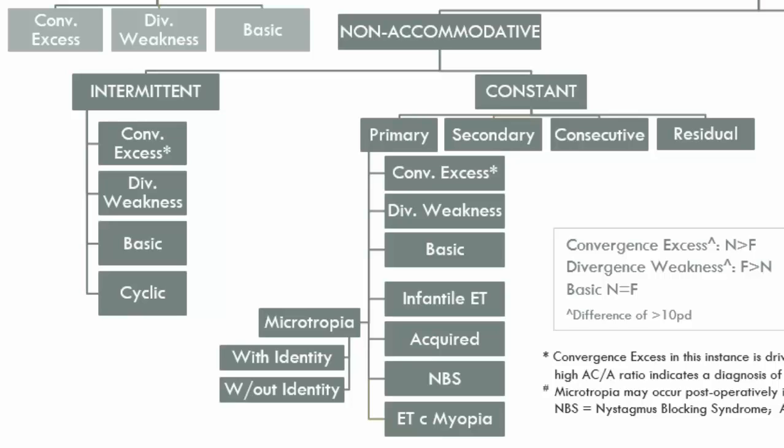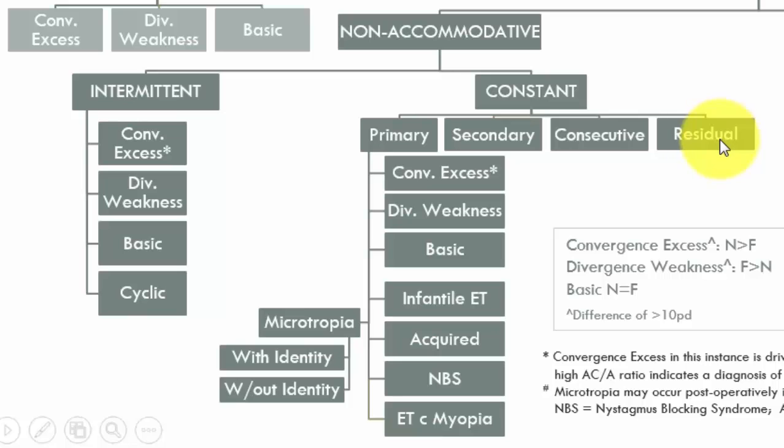And at some point in time, these patients will often become a constant deviation, in which case they will become a non-accommodative constant esotropia that was once an intermittent cyclic esotropia. And lastly, let's discuss the non-accommodative constant deviation. Here we can subclassify the patient as having a primary, secondary, consecutive or residual deviation.